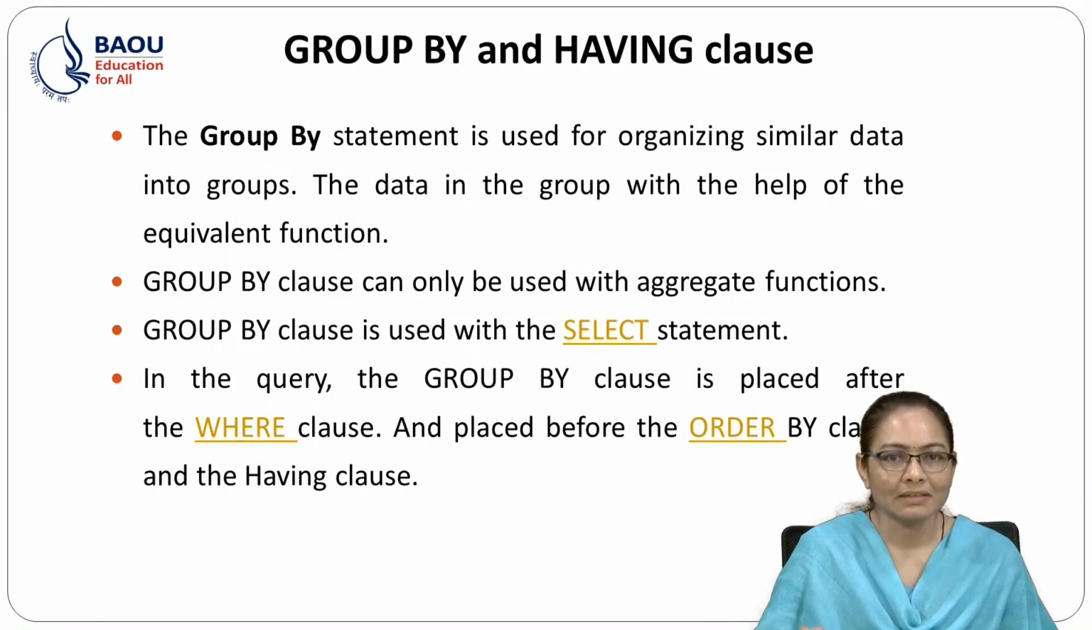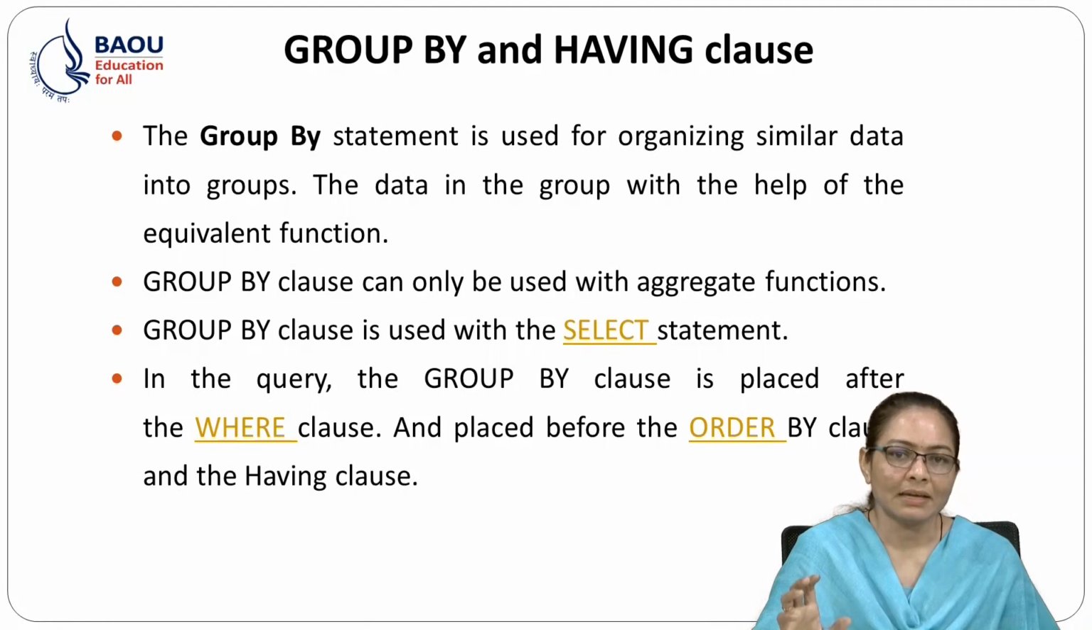See, the group by statement is used for organizing similar data into groups. It is used to organize or collect similar data with the help of an equivalent function. A particular function is used with the group by clause. The group by clause can only be used with aggregate functions, like count, max, min, sum, average. These are all aggregate functions, which are used to group the result set by one or more columns. The group by clause is used with the select statement.